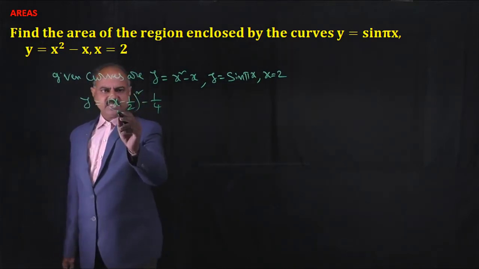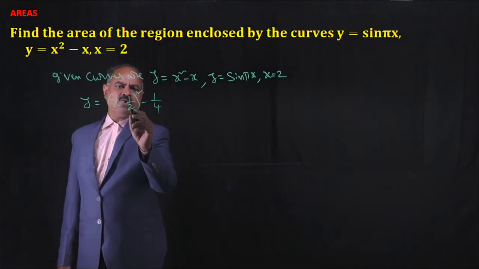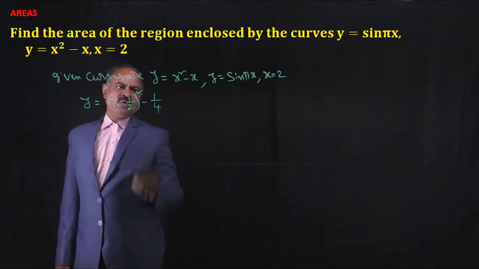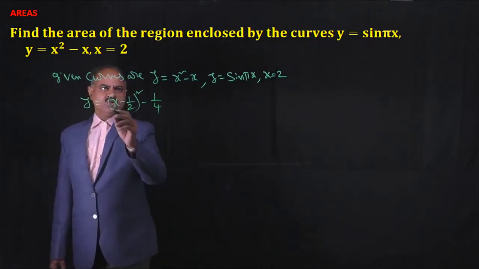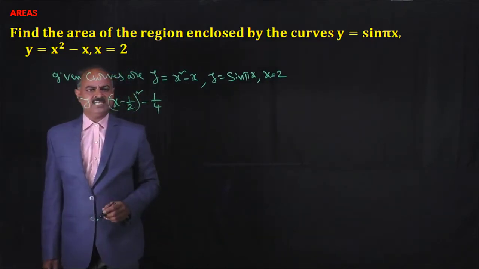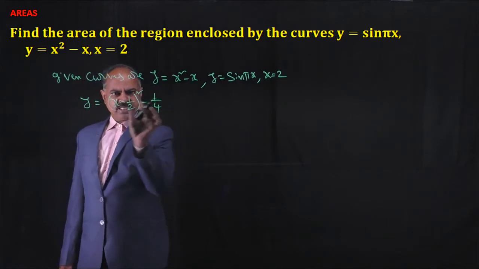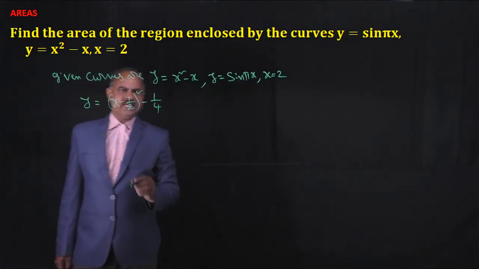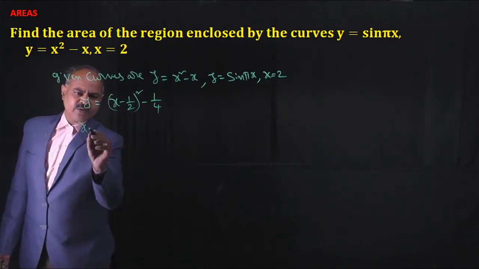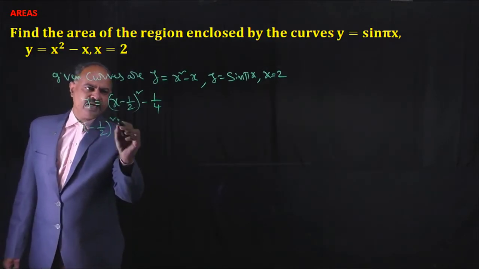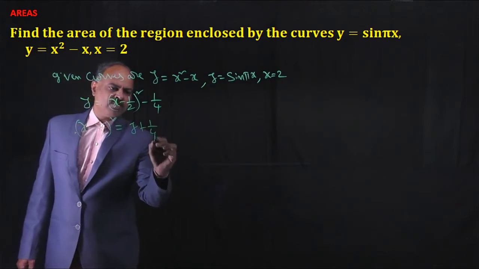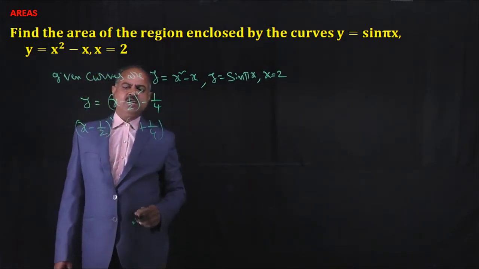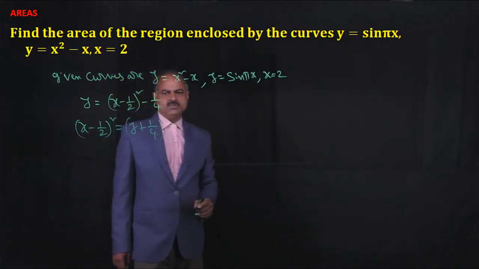So that is x square plus 1 by 4. Here minus x, and here plus 1 by 4 and minus 1 by 4 get cancelled. So we get y equal to x square minus x. Now y equal to x square minus x can be written as y equal to (x minus 1 by 2) whole square minus 1 by 4. Now here (x minus 1 by 2) whole square equal to y plus 1 by 4. So the vertex of this parabola is (1 by 2, minus 1 by 4).